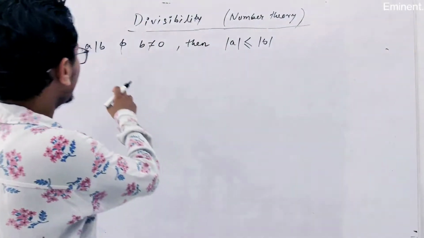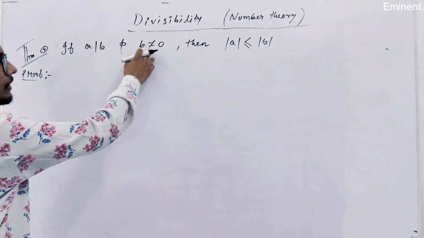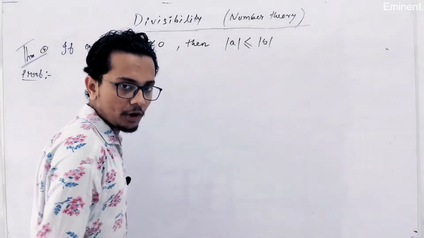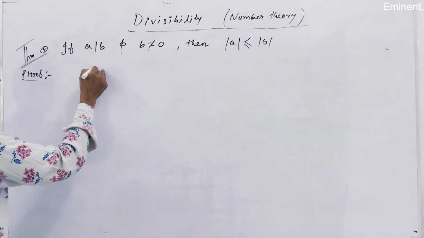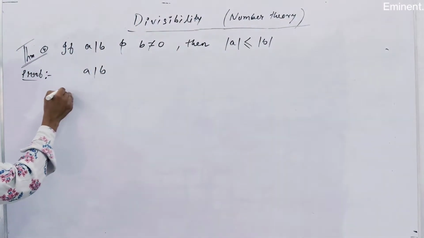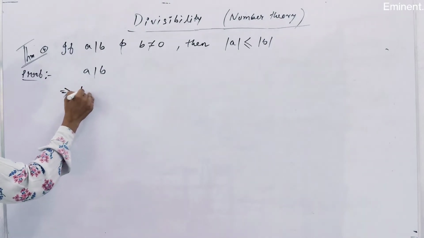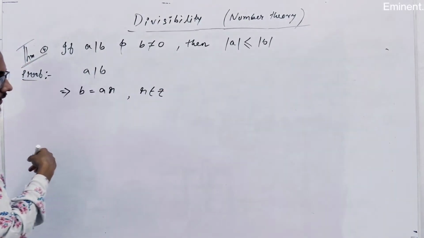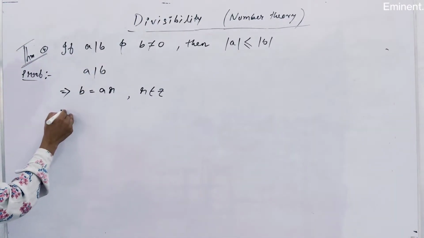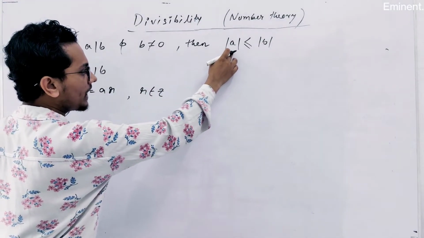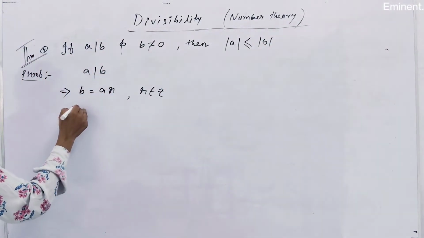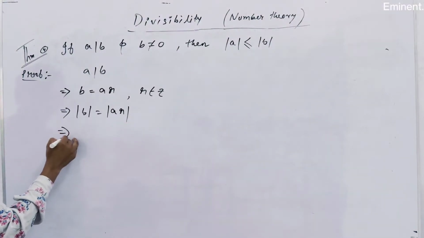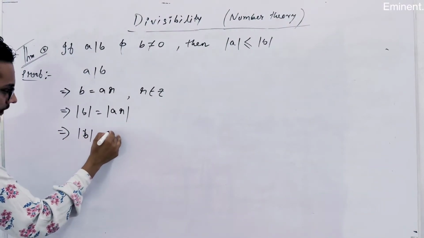Another theorem: if A divides B and B not equals 0, then mod A is less than or equal to mod B. Okay, since it is given that A divides B, we can write B equals AR for some integer R. Now since we need to show mod A is less than or equal to mod B, let us apply mod here.